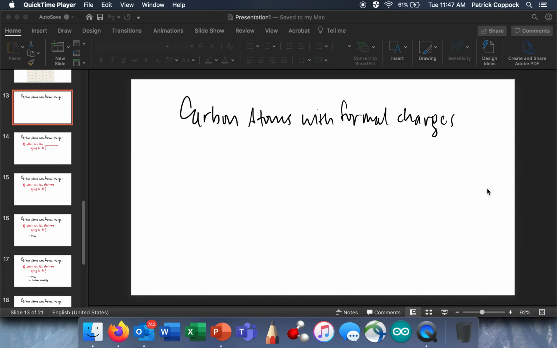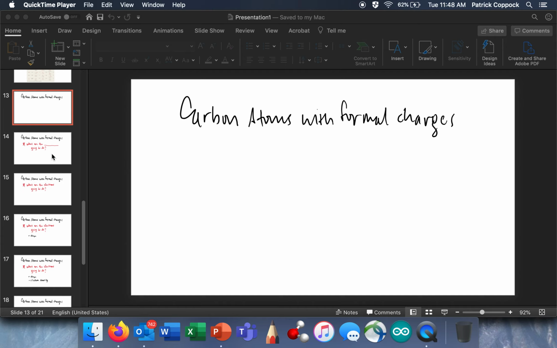Okay, so now we come across a topic which may seem like it just comes out of nowhere. Carbon atoms with formal charges. The reason we care about this is because carbon atoms with formal charges is going to be a key factor in many of the things that we have to learn in the future. So this is a big deal, and it's going to help you a lot if you can get used to carbon atoms with formal charges.